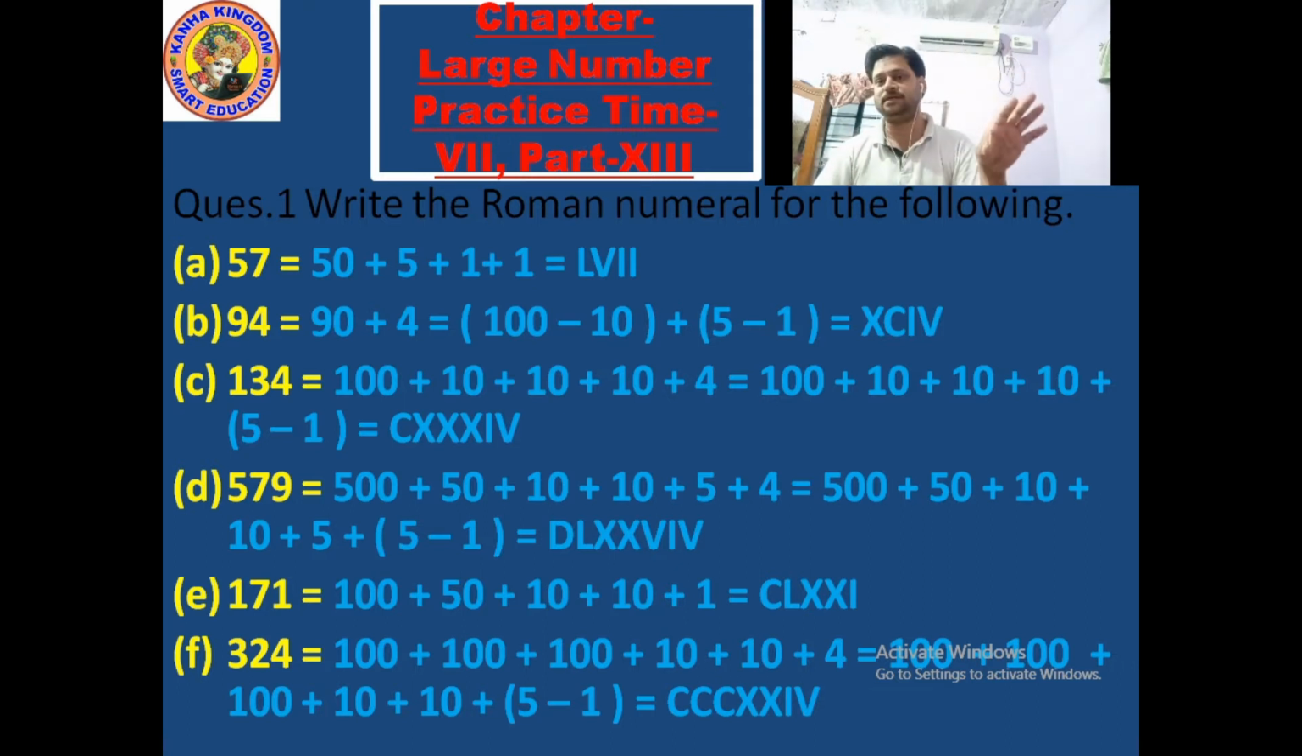Here all the letters are used. Means 100 equals to C, 50 equals to L, 10 equals to X, 10 equals to X, and 1 equals to I. So the exact answer of this part is C, L, X, X, I. All the letters in the capital form. Okay, so you all understand? Okay, I will give another one.